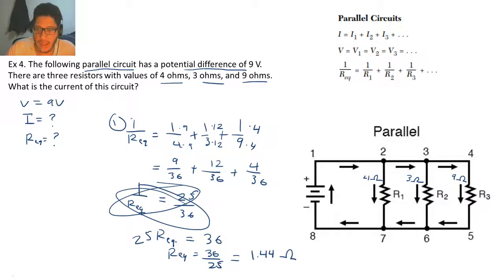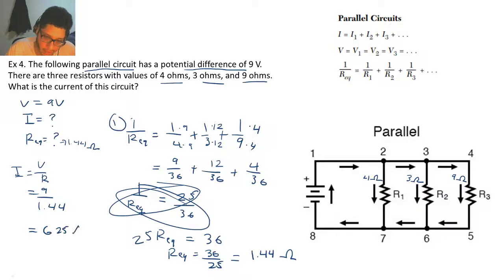Now, that felt like a lot of work, I know, but we're actually still not done because we just solved out for the Req, 1.44 ohms. We still have an I left to solve for. So let's solve it out. We know that I is equal to V over R, which is equal to 9 over 1.44, and that's going to give me 6.25 amperes. And that is my final answer, 6.25 amperes. Okay.